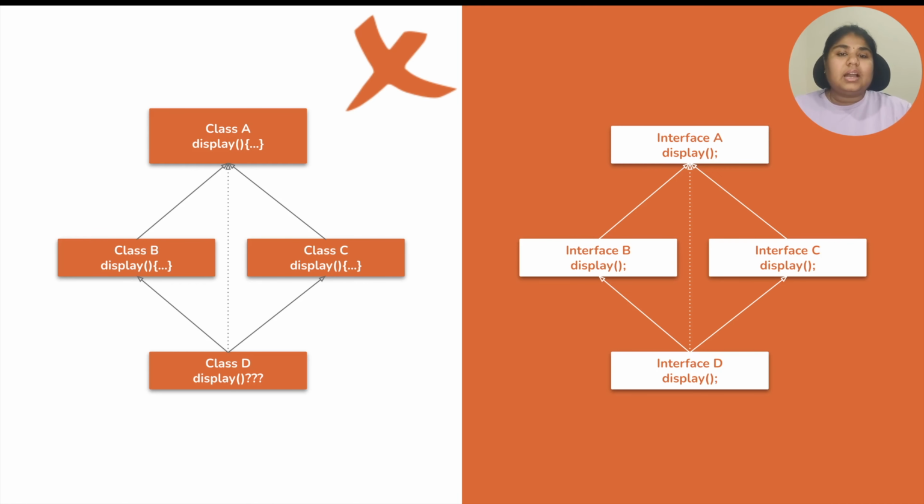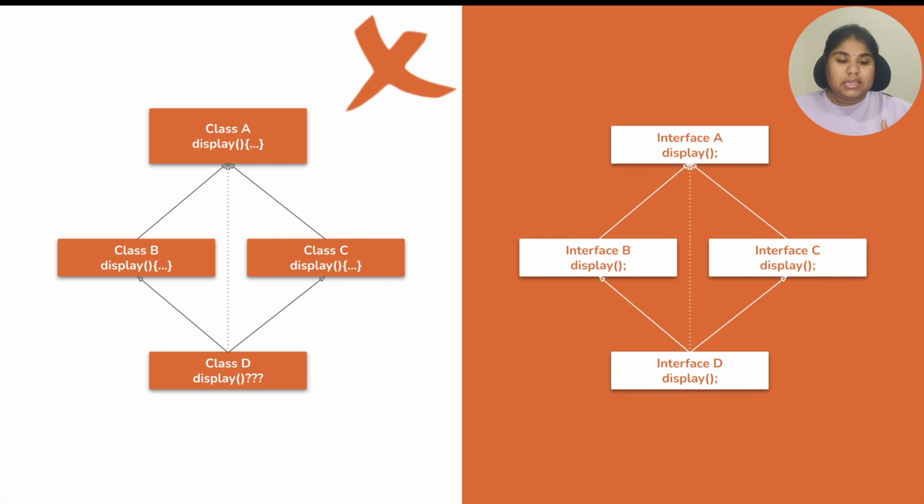Let us see how it works with interfaces. In this particular slide, we can see that interface A has a display method, but only the prototype or the signature is defined in interface A. So when interface B extends from interface A, it is still going to get just the prototype, which is the display method. Similarly, interface C is also going to get just the display prototype.